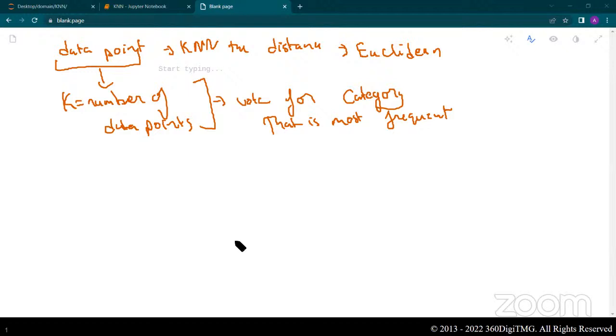So what happens is, at the end of the day, you just end up with some data that is labeled based on its nearest neighbor. It looks something like this. So this is what you end up with.